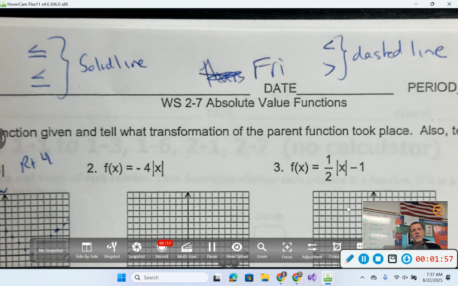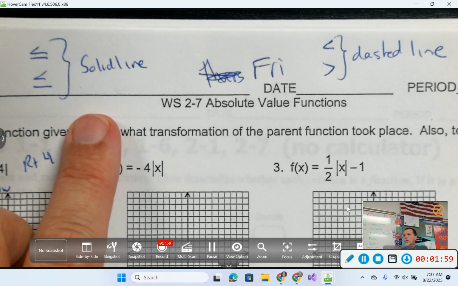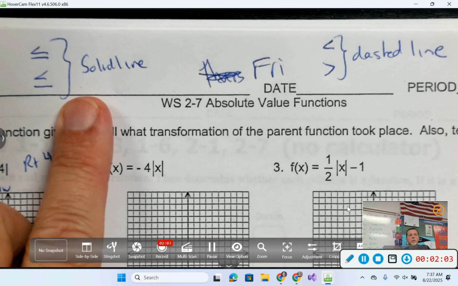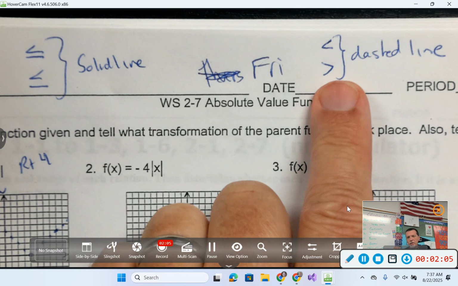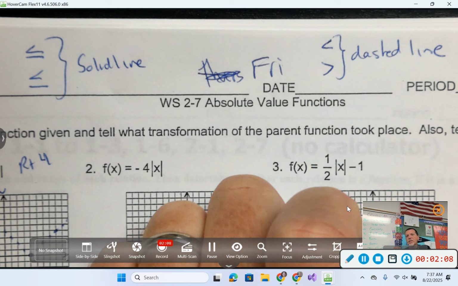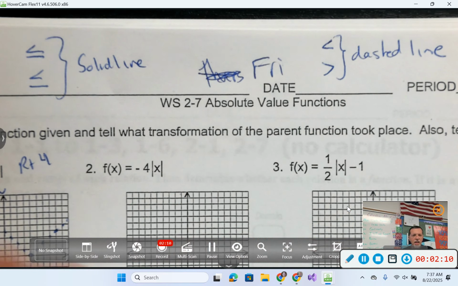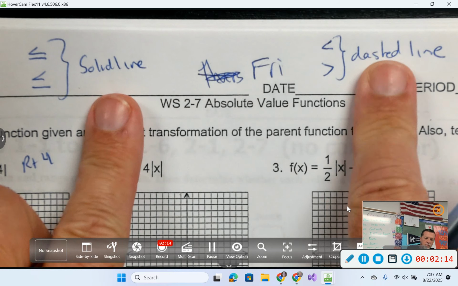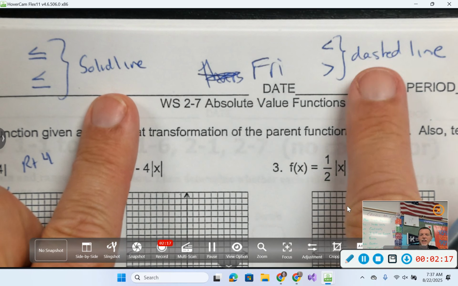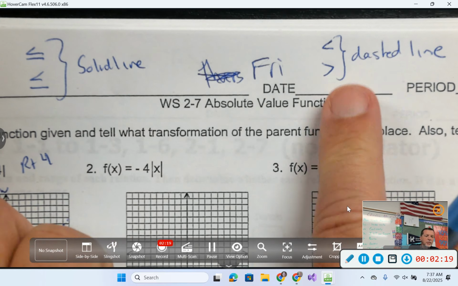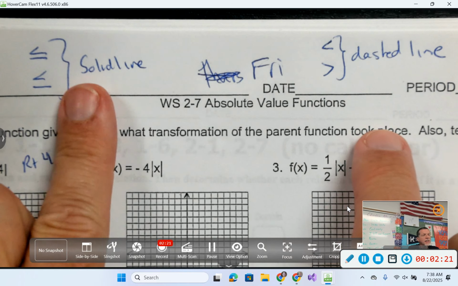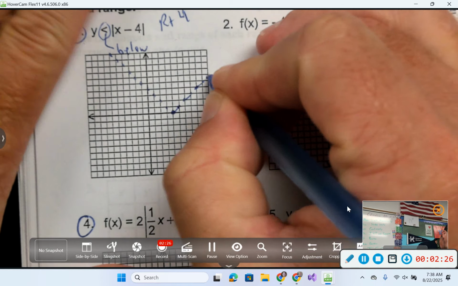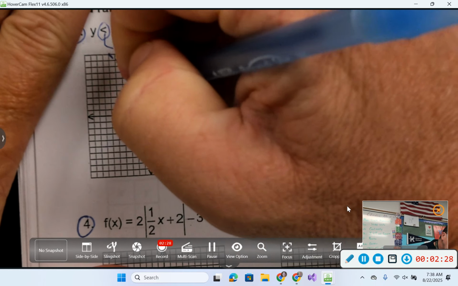Again, solid line is sort of equivalent to a bracket, equivalent to a closed circle. We want to include the line. If we don't want to include the line or the point, that's the parentheses, the open circle, the dashed line. I think this one's easy to keep straight because it matches the open and closed circle thing. There's less to a dashed line because we don't want to include the line. A solid line, we would want to include it. So, dashed line.